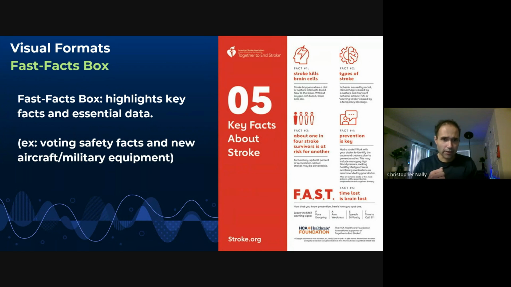These are great for like talking about maybe military equipment or aircraft information, or even, believe it or not, clothing policy. Facts box is one of the most safe methods when it comes to creating infographics because almost anything can be a fast facts box.